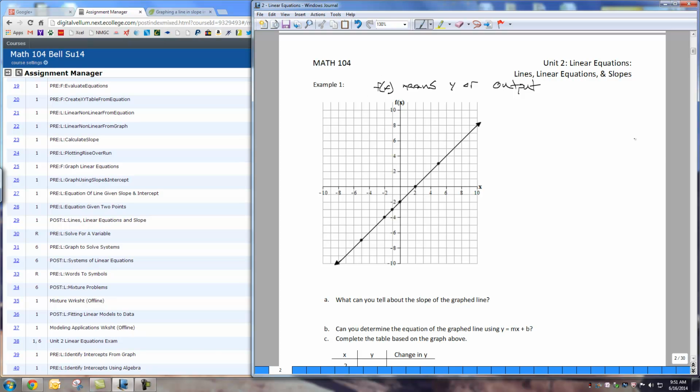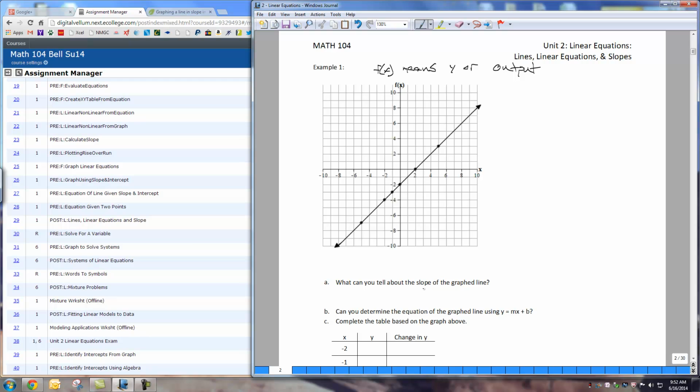Okay? So let's just look at some of these questions. What can you tell about the slope of the graphed line? What is this thing doing as I go from left to right? Just like I'm reading words on a page. As I go from left to right, this is increasing. The f of x values are getting bigger as I go from left to right. So therefore, the slope of the graphed line is positive. It is increasing. It's like the football or the baseball is gaining, right? It is still going up into the air. Positive.